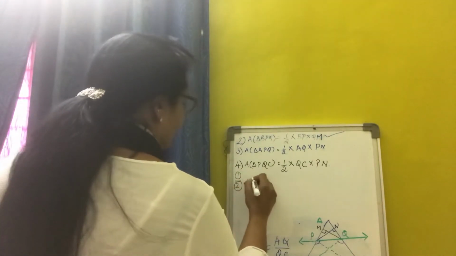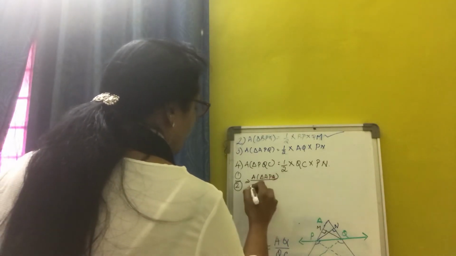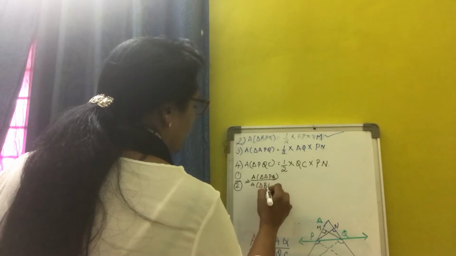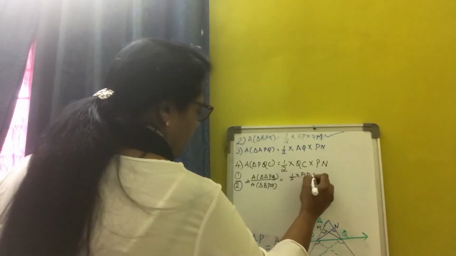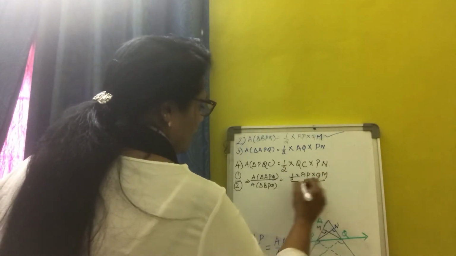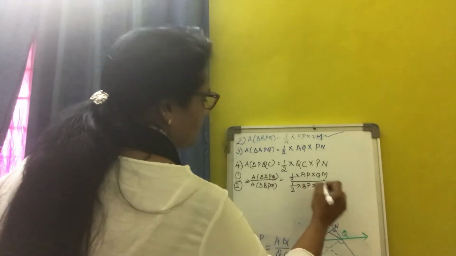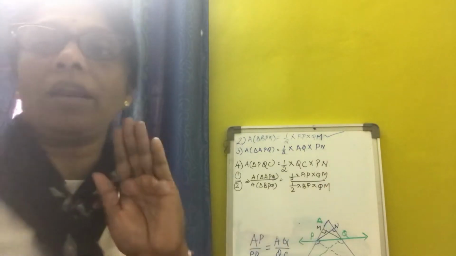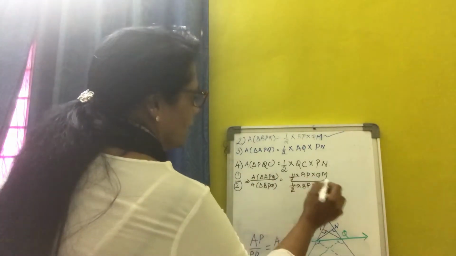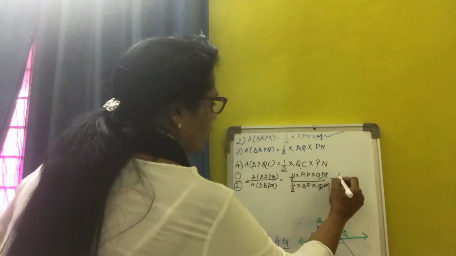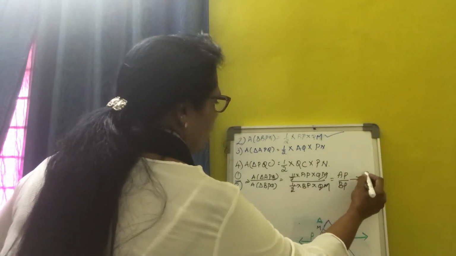Which is the same as area of triangle APQ divided by area of triangle BPQ equal to half into AP into QM divided by half into BP into QM. This is what I got when dividing equation number 1 by 2. Now the half cancelled, QM cancelled. I am having AP by PB. This I am taking as equation number 5.